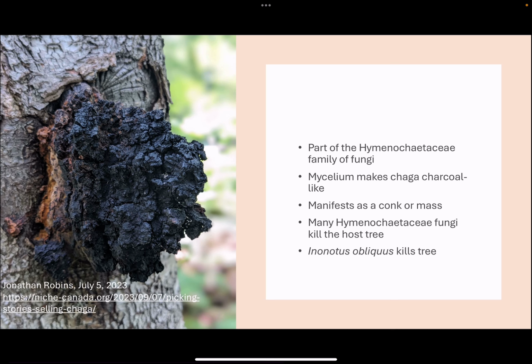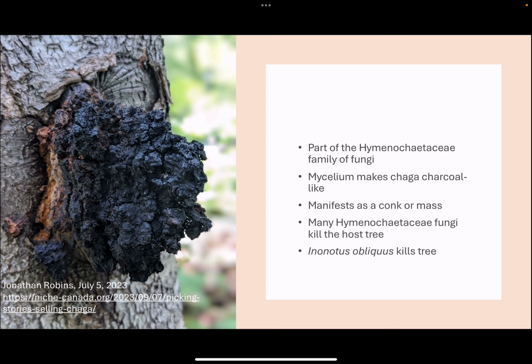A feature worth mentioning, although it does not apply to chaga and it is not totally universal, is that many of the bracket and conch-like fungi within the Hymenochaetaceae family grow in coniferous forests on conifers. So that could include pines and larches, for example. So the mycelium is what makes chaga have that charcoal-like exterior that you can see in the image, and it usually manifests as a conch or a mass, as you can also see in the image.